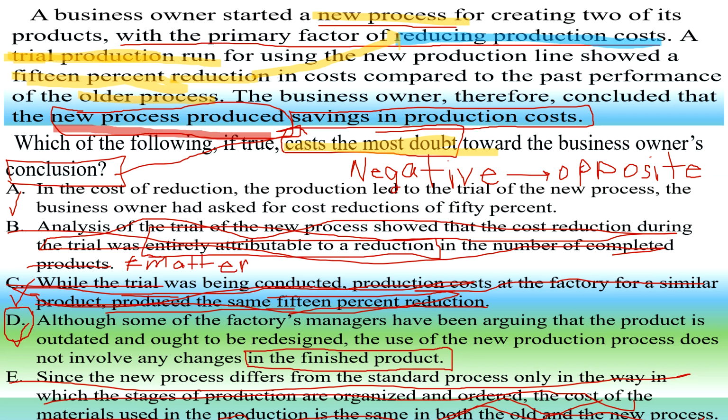And this is just like the one in your test practice book. Okay, I'm going to go over this again so you get it. The business owner's conclusion was that there were savings in the production cost. But if you look at this, there were no savings. I'm going to go over it again to show how you get to the opposite. I'm going to clean all this up, and I'm going to go over it one more time.